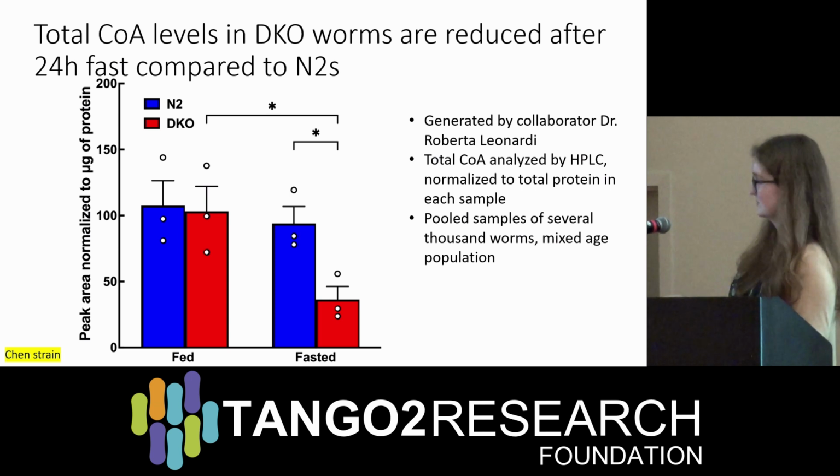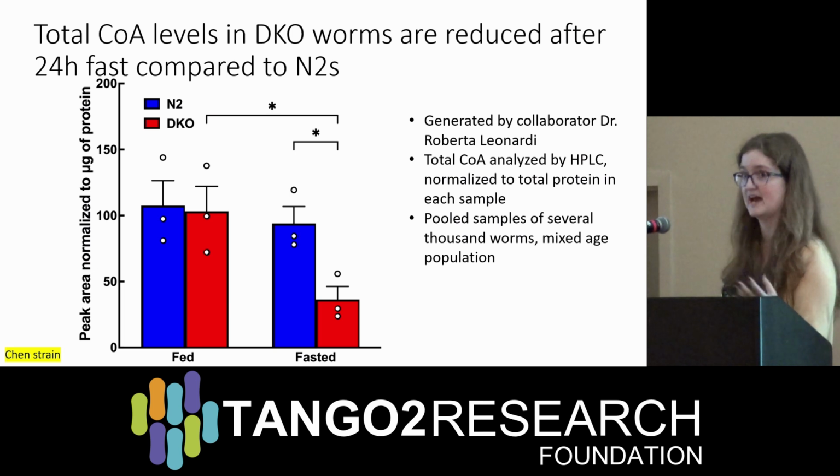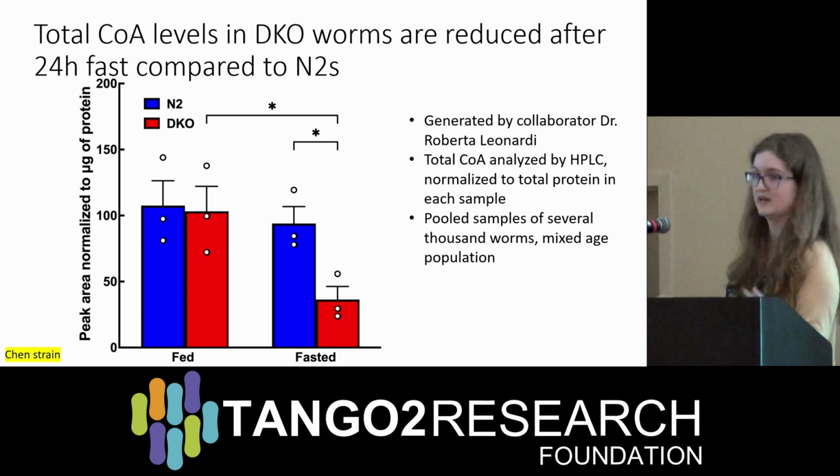But if you stress the worms out and deprive them of food for about 24 hours, and then look at their CoA levels, we saw that the N2 worms, the normal worms, were able to more or less maintain this pool of CoA. However, the amount of CoA in the double knockout worms after fasting for 24 hours just plummets. That's pretty indicative to us that this is a problem with maintaining the pool of CoA, so our worms may not be able to salvage CoA as efficiently as normal N2 worms.